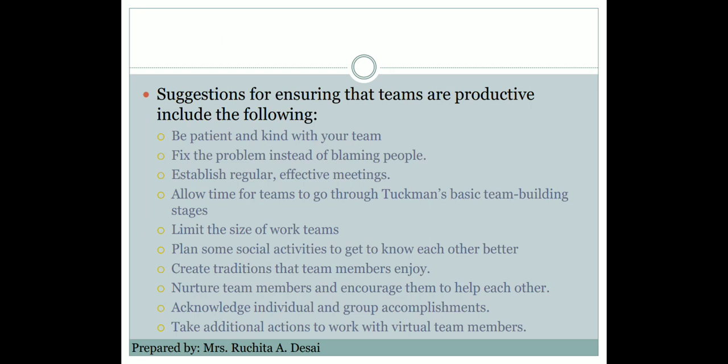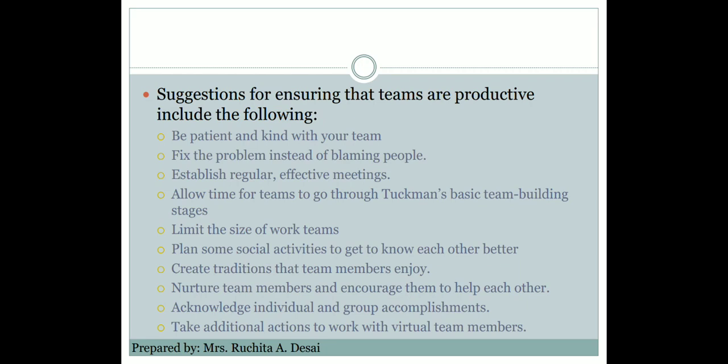You have to identify needs and provide training to people, and this will help the individuals and also the team as a whole become more effective. So you should nurture the team members and encourage them by providing some training so that it helps the individuals in their development. The next is acknowledge individual and group accomplishments. And the last one is take additional actions to work with virtual team members.